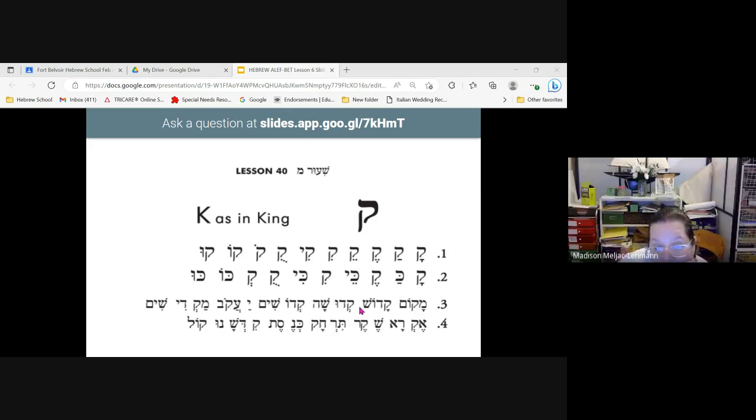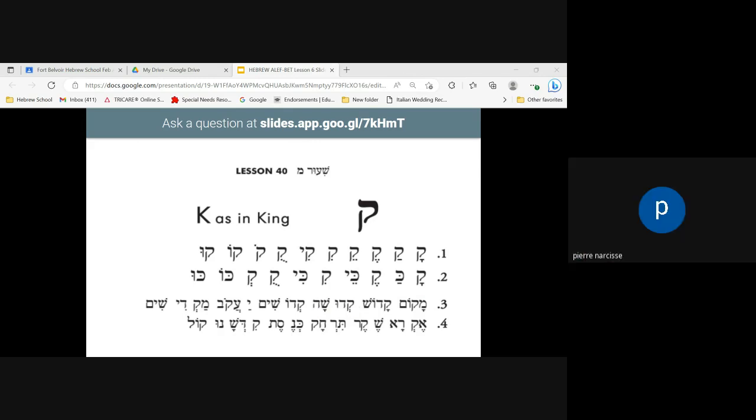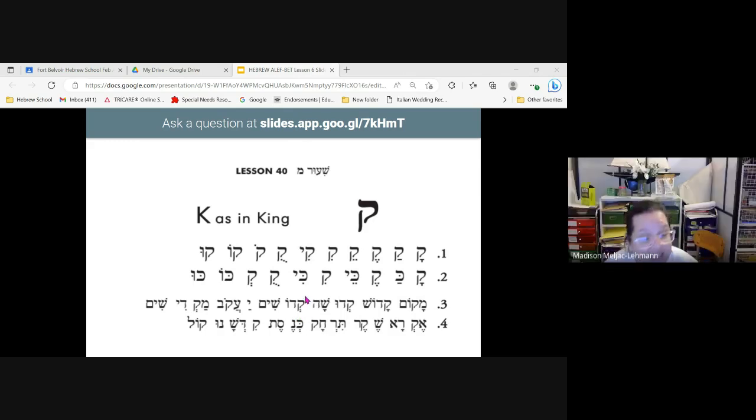So you just read kedusha. I just learned to read one word. You did, and you will find that in your siddur all the time. Okay, so let me go past that. Do you want to try one, Lois, or you want me to go to the next one?